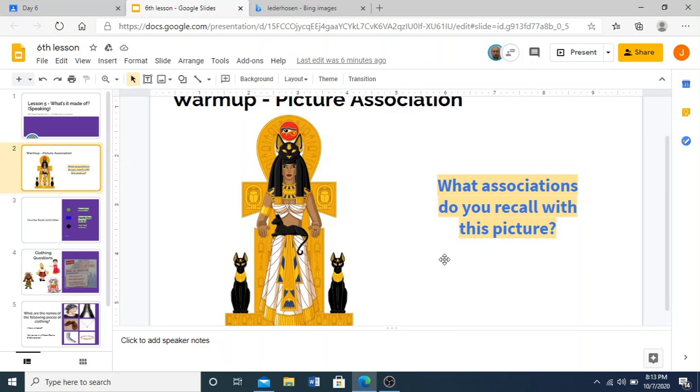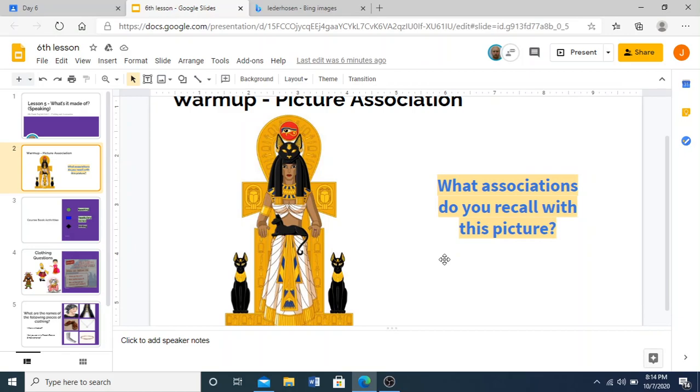Okay, yes, of course. This picture shows you an Egyptian royalty, possibly a queen, seated on the throne, and of course, you can see her cats beside her. To the Egyptians, cats are sacred animals. By sacred, they are very special, and they are very close to the people, to the ruling family, to the pharaohs and to the queens.